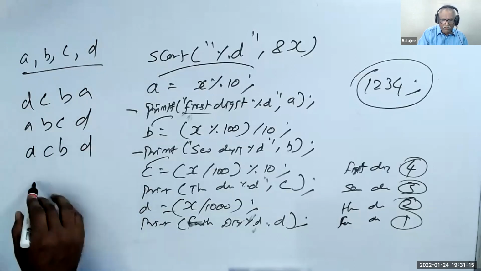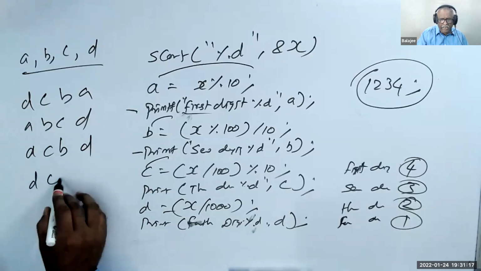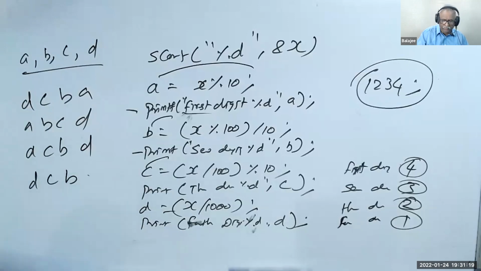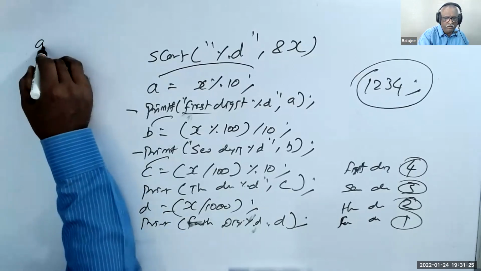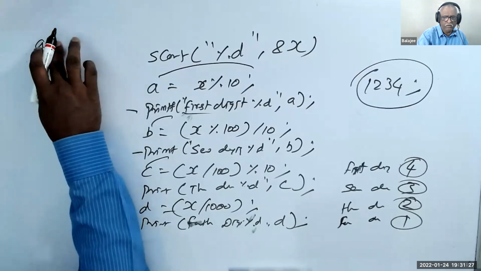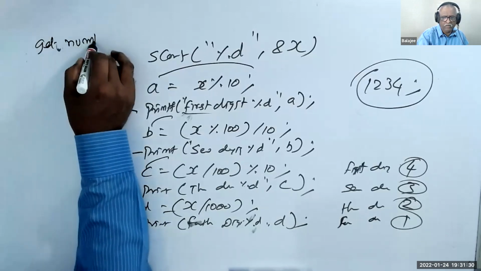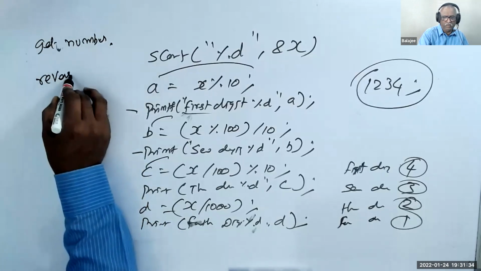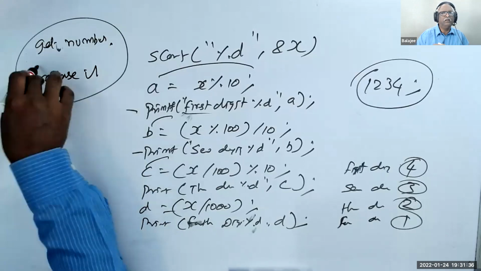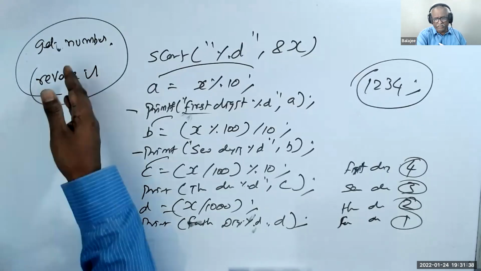ACBD, DCBA. So that's written. You can do anything. For example, I used to ask a problem. Am I right? Get a number and reverse it. Am I right? This problem can be done in multiple ways.